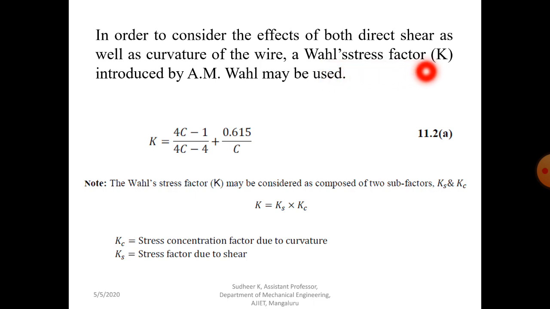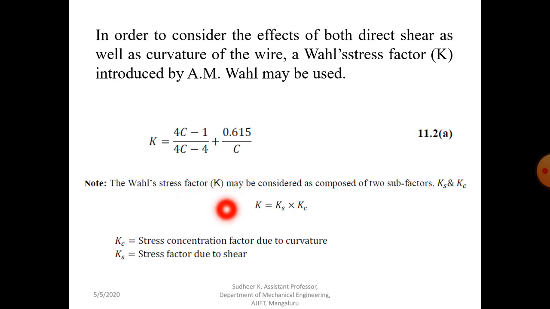That is denoted by capital letter K. So the equation becomes (4C minus 1) divided by (4C minus 4) plus 0.615 by C. In your data book you can find this expression, called the Wahl stress factor. It's given by equation number 11.2a.